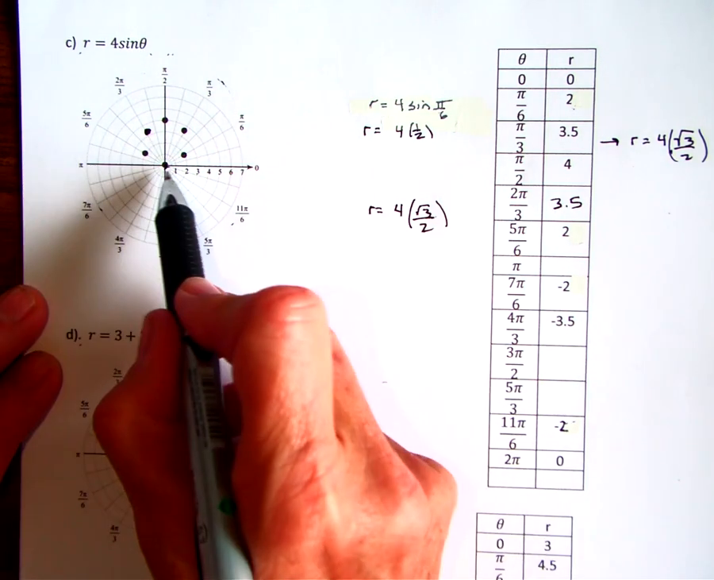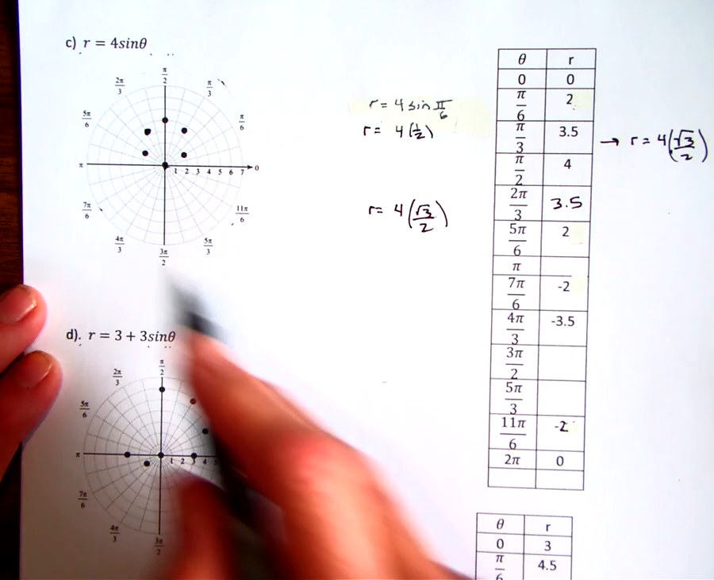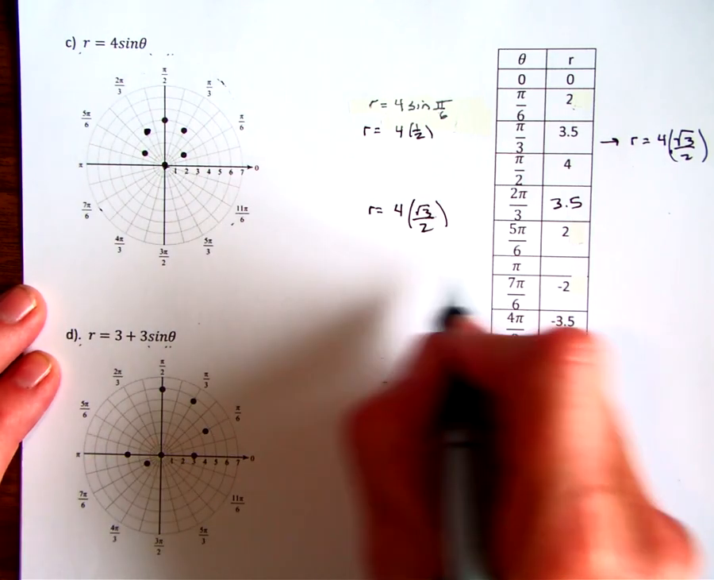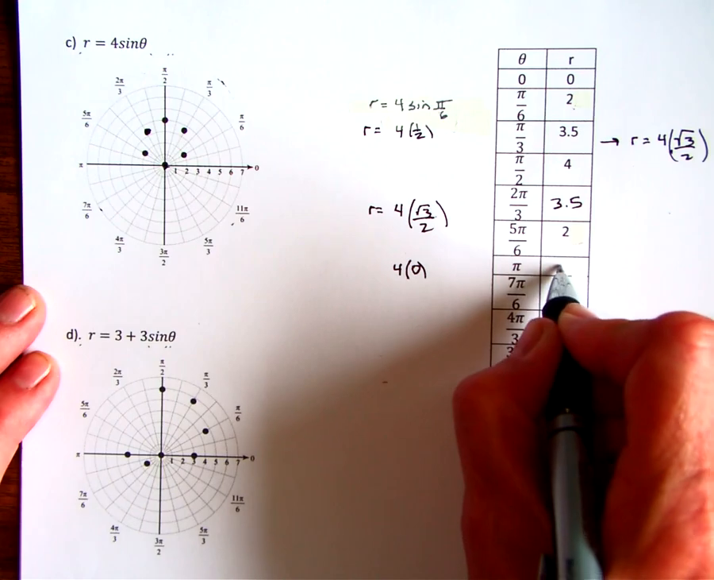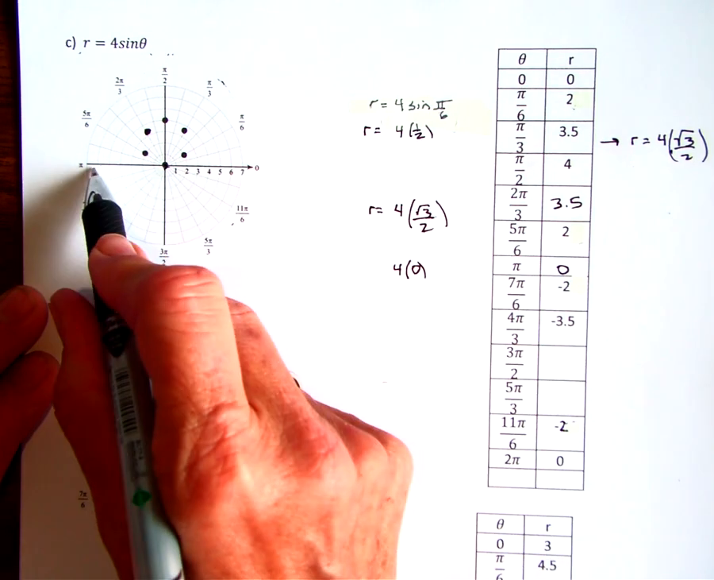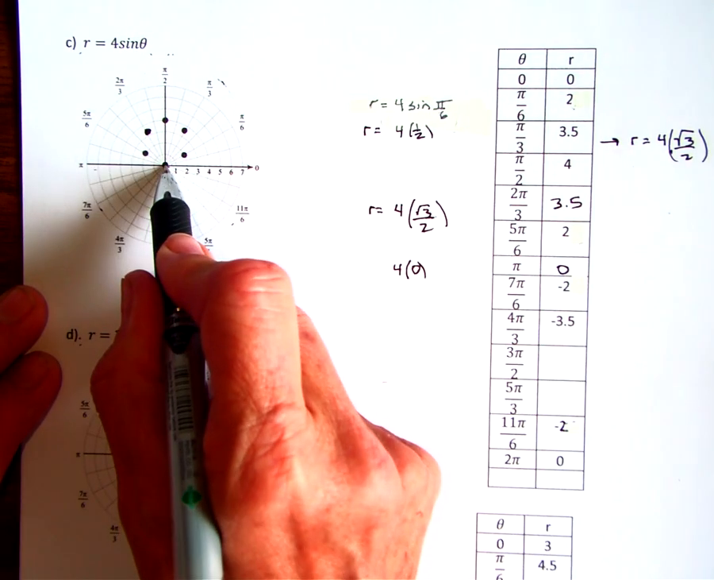We already did 5 pi over 6, walk out 2. Let's do pi. So pi is going to be 4 sine of pi. The sine of pi is 0. It's going to be 0. So at pi, we don't go anywhere.